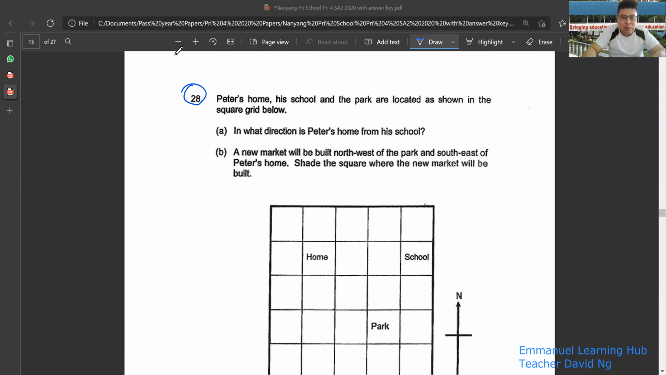Okay, 28. In Peter's home, his school, and the park are located as shown in the square grid. So this is home, school, and park. In what direction is Peter's home from his school? You see the word from, right? From his school. Where do you put the compass? At the home or at the school? At the school. From his school.